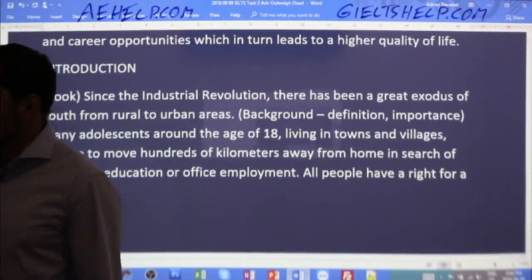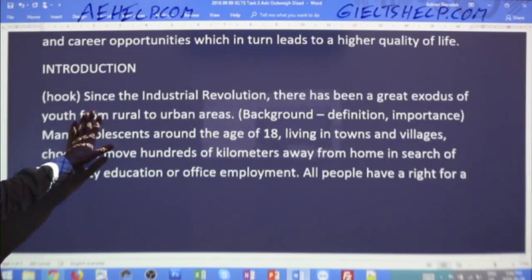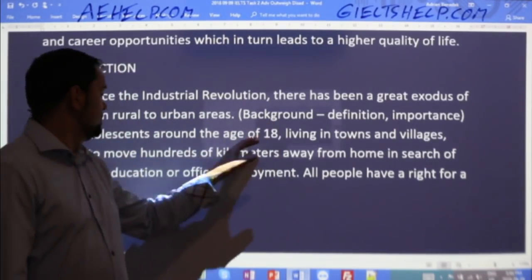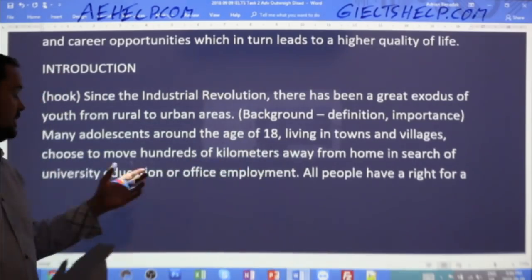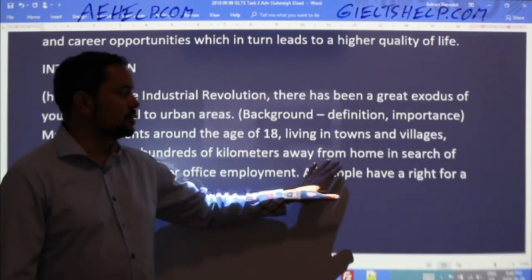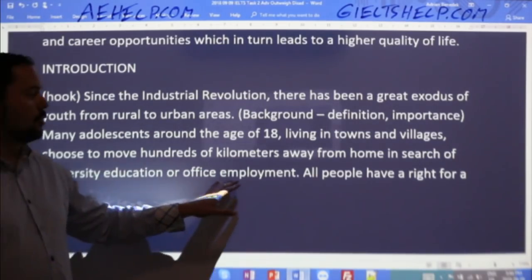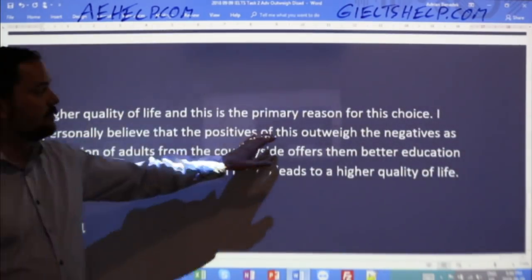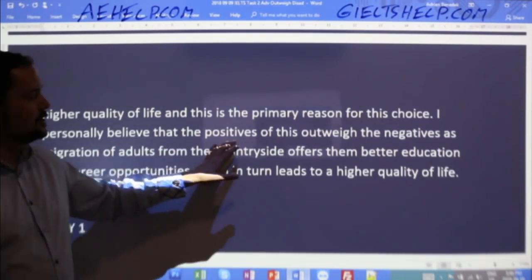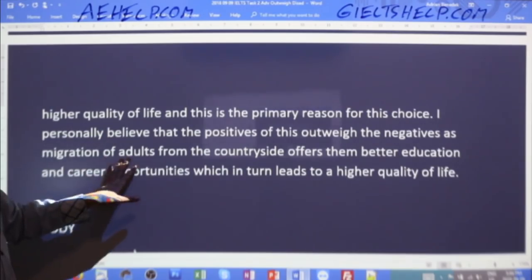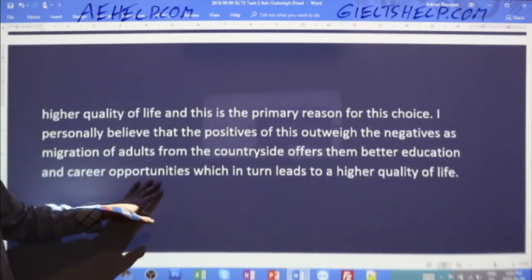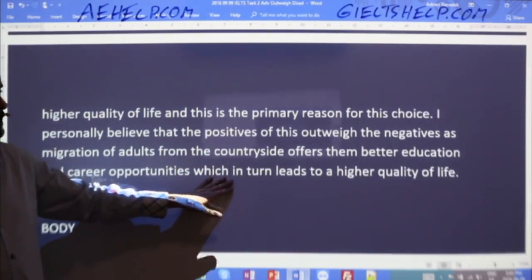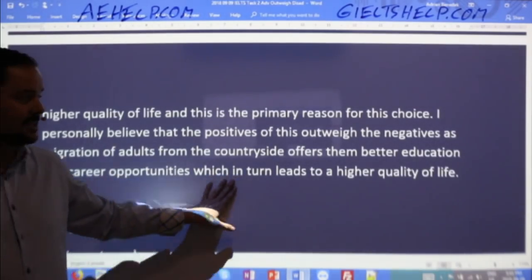Okay, so let's have a look at this introduction and read through it carefully. Since the Industrial Revolution, there has been a great exodus of youth from rural to urban areas. Many adolescents around the age of 18 living in towns and villages choose to move hundreds of kilometers away from home in search of university education or office employment. All people have a right to a higher quality of life, and this is the primary reason for this choice. I personally believe that the positives of this outweigh the negatives, as migration of adults from the countryside offers them better education and career opportunities, which in turn leads to a higher quality of life. Okay, that looks good. I definitely want to change one part of my thesis statement in this case.